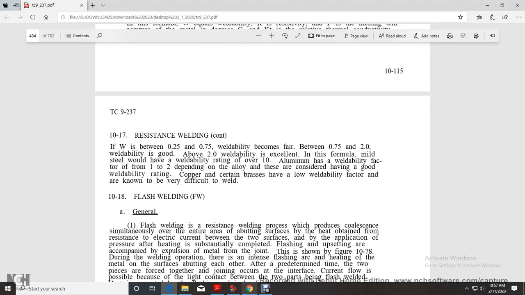Mild steel has a weldability range over 10. Aluminum weldability factor is from 1 to 2, depending on the alloy, so they have a good weldability rating. Copper and certain brasses have a low weldability factor and are known to be very difficult to weld.